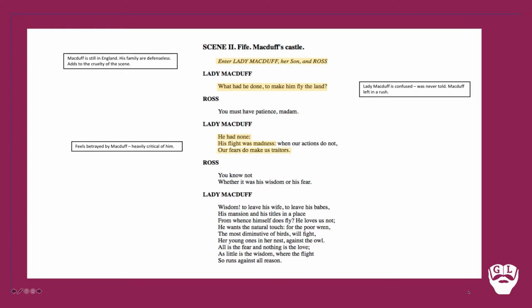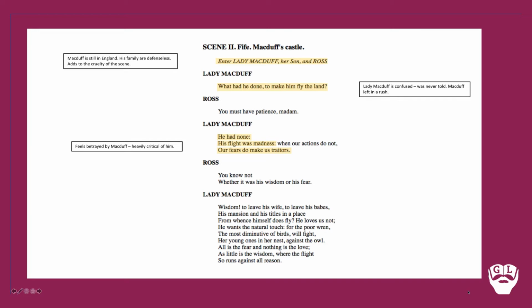Notice how she feels betrayed by Macduff here. She's very heavily critical of him. While he's the character that ultimately will slay Macbeth, at this particular point he is very much criticised by those that love him the most, which I think is a very poignant and telling thing to notice in this scene.